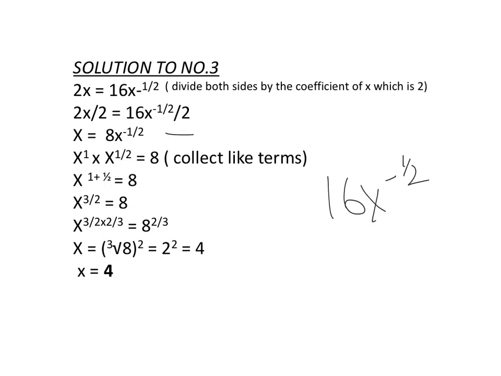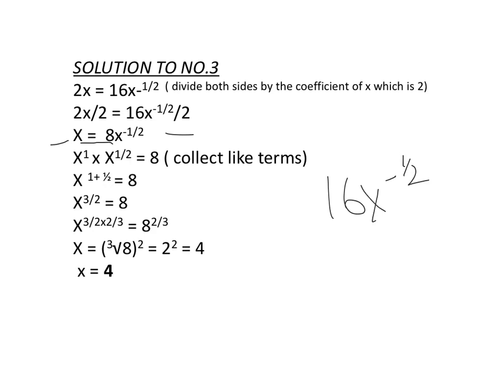So x raised to power 1, times x raised to power 1 over 2 is equal to 8. When you collect like terms, this x will go to this side, leaving 8 behind. So we have x raised to power 1 plus 1 over 2 is equal to 8. 1 plus 1 over 2 is equal to 3 over 2. So we have x raised to power 3 over 2 is equal to 8.